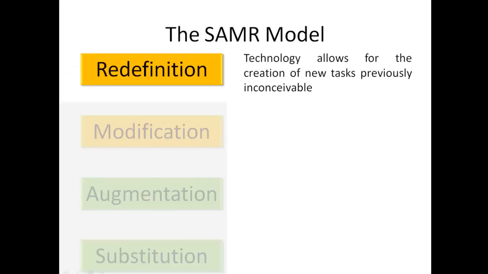The final stage of the SAMR model is redefinition. This is where technology allows for the creation of new tasks previously unconceivable. An example of this would be communicating with students in another classroom, potentially in another country, through the likes of Skype. This collaborative learning that can take place through this facility would not be feasible if students had to travel from one country to the other, or indeed one county to the other. So the technology allows for the creation of a new task previously unconceivable.